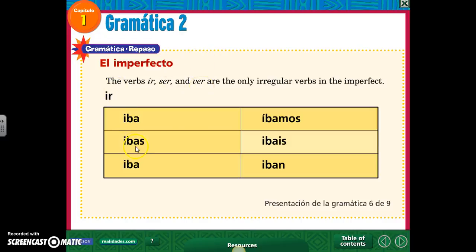Ir is iba, ibas, iba, íbamos con el acento, ibais, iban. Remember, ir means to go. Ser, era, eras, era, éramos con el acento, erais, eran. Ser means to be. Y finalmente, ver, to see, veía, veías, veía, veíamos, veíais, veían. On ver, all of the I's have the accent on it.